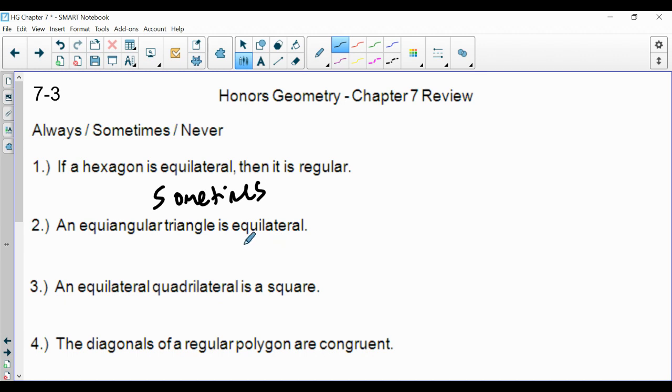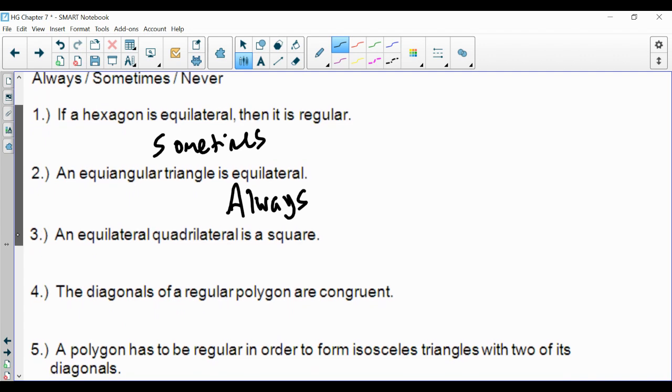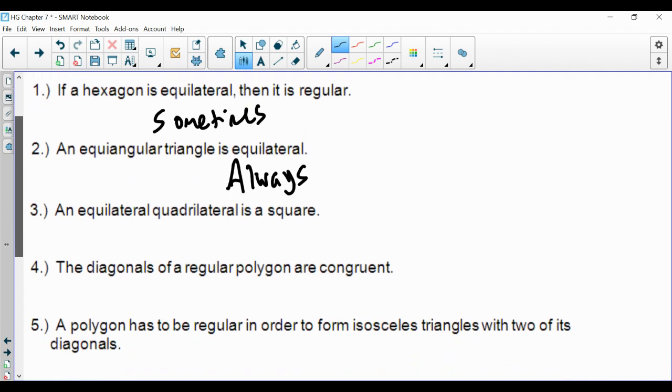An equal angular triangle is equilateral. That is always. And like I said, that's the special case. For triangles, equal angular and equilateral are the same, but everything else is not.